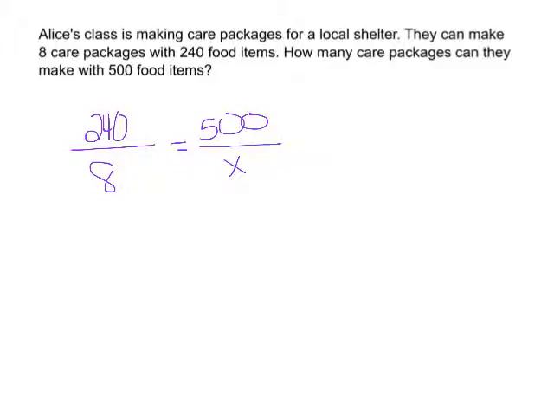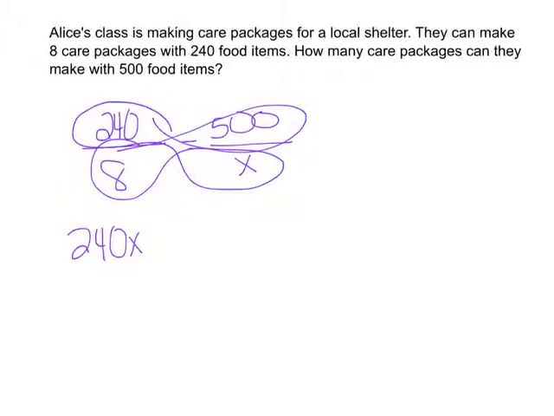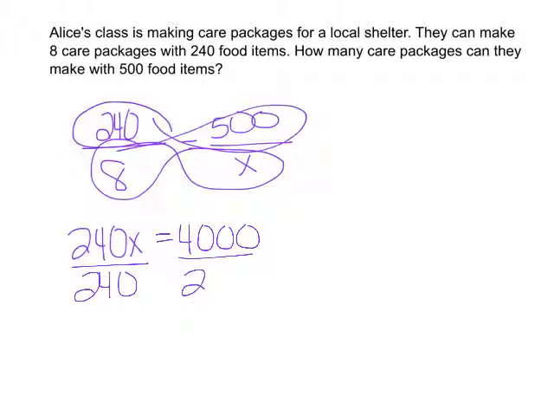So the first thing I need to do is I'm going to use cross multiplication. So I get 240x, and then 8 times 500 equals 4,000. So when I divide by 240 on both sides, I'm going to get that x equals 16.7 care packages.